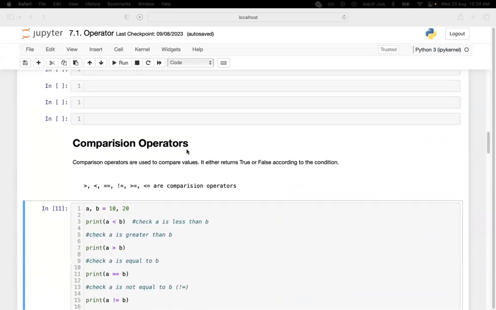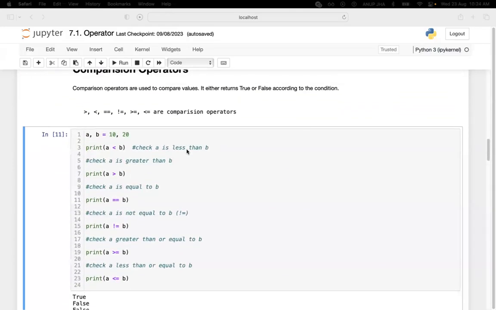This was called comparison operators. What are the things that come in comparison operators? This greater than sign, this less than sign, this is equal to sign, this is not equal to sign, this is greater than or equal to sign, this is less than or equal to. These are called comparison operators.